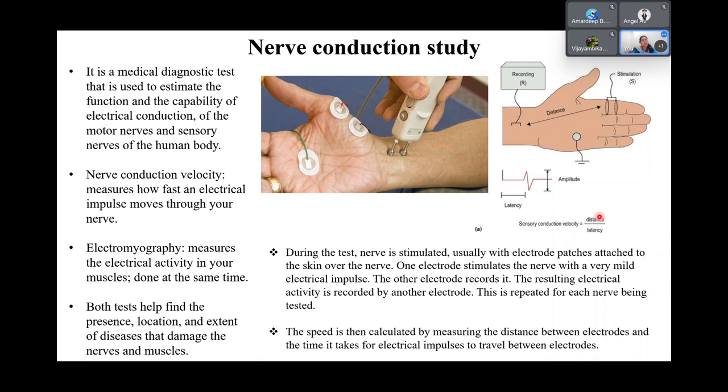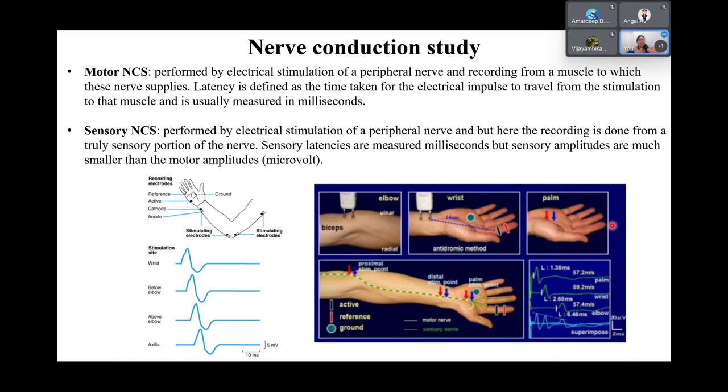The time taken for the impulse to actually conduct or relay is called the latency period or latency. So, based on what kind of nerves you study and which part of the nerve you're actually carrying information from, it is called motor nerve conduction study or the sensory nerve conduction study. Again, motor is something which actually carries out information, sensory is what receives the information.